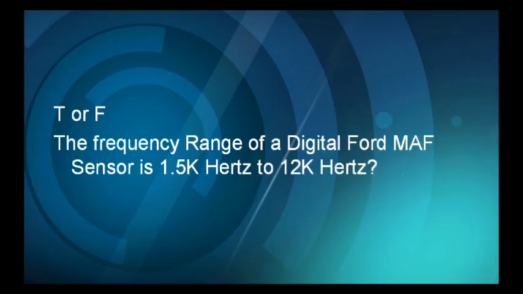Let's move on to our next question. True or false, the frequency range of a digital Ford mass airflow sensor is 1.5 hertz to 12,000 hertz. And I'll give you a few seconds to answer those questions.